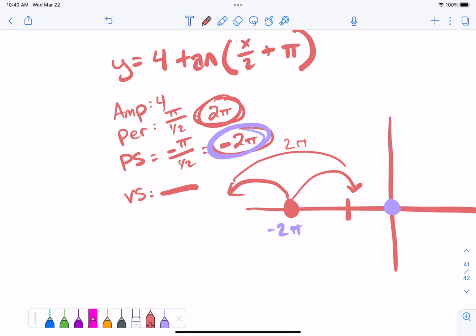2 pi is your 0, and he's 2 pi wide, so that means he's pi on this side and pi on this side. So negative pi and negative 3 pi. No, 2 pi is where he's split between. Oh, it is 2 pi.